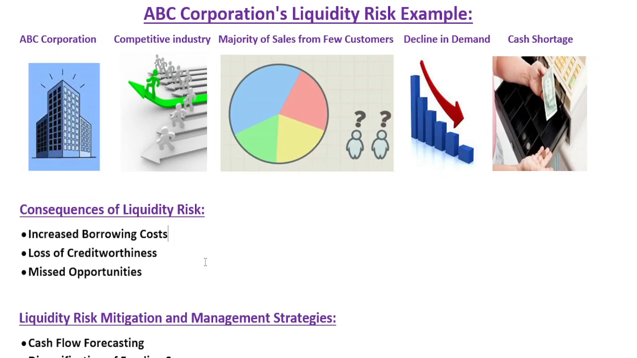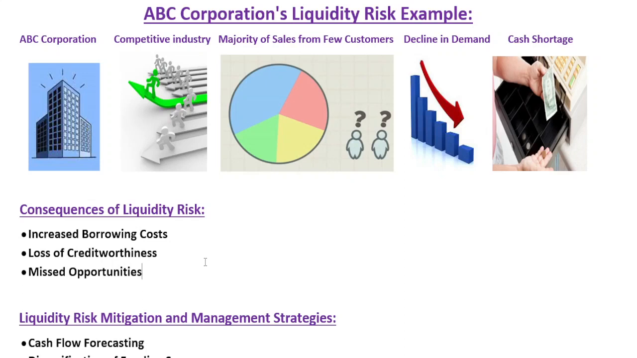The second possible consequence would be loss of creditworthiness. Consistent liquidity issues may affect the company's credit rating, making it harder to secure future financing or negotiate favorable terms with creditors. The third consequence would be missed opportunities. Insufficient liquidity may prevent ABC Corporation from capitalizing on strategic business opportunities, like investing in new technologies, expanding operations and acquiring competitors. So we have discussed the impact and consequences of liquidity risk on ABC Corporation.